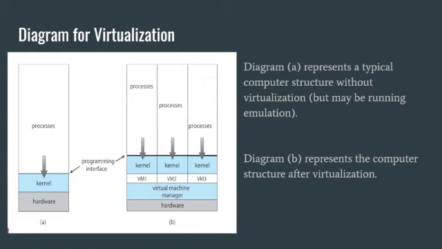Diagram A represents a typical computer structure without virtualization, while diagram B is the one after virtualization. On top of the underlying hardware, there's a machine manager, which will allocate a kernel as well as processors to each VM, so each VM is independent of one another.